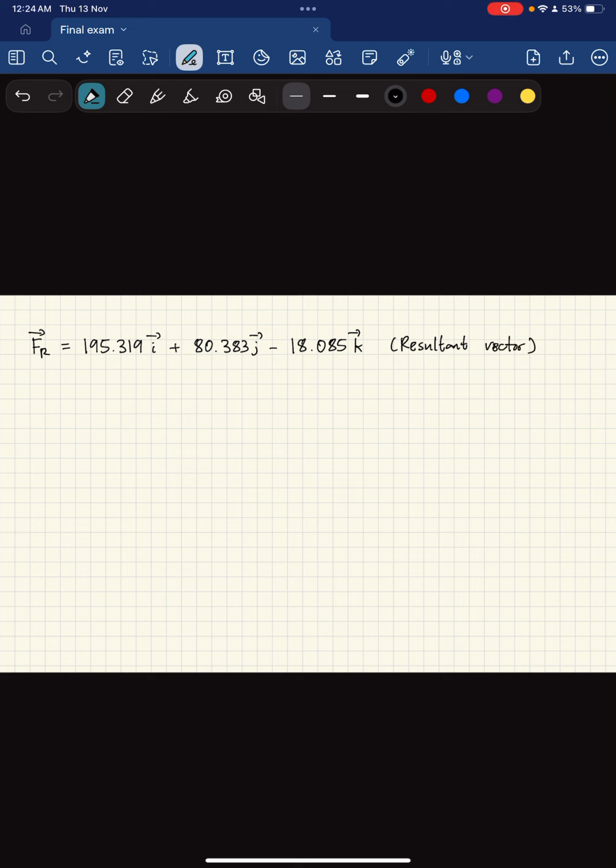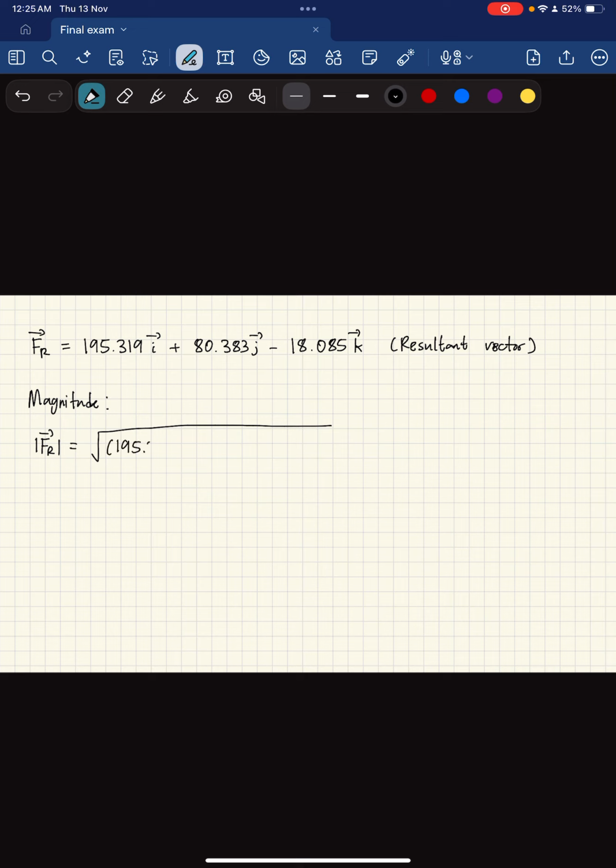Alright, so the first thing we want to find is the magnitude. Magnitude is fairly straightforward. To find the magnitude of your vector, you simply take all the components and square them.